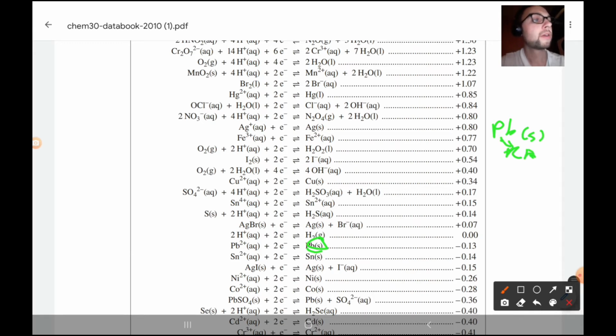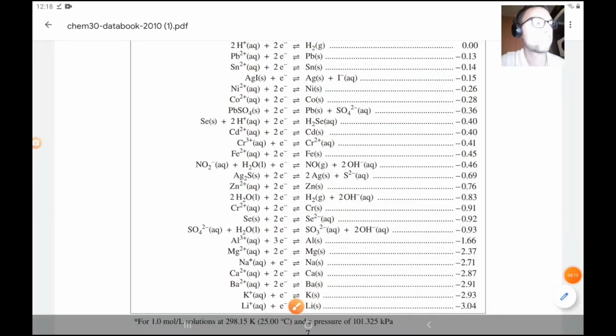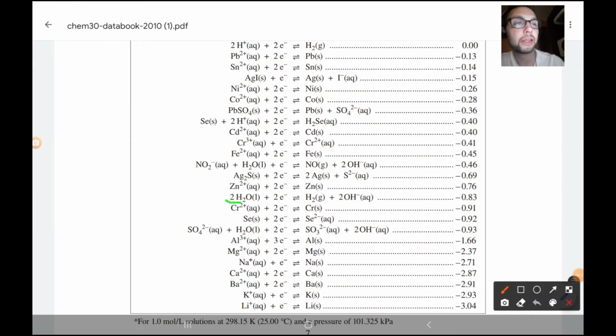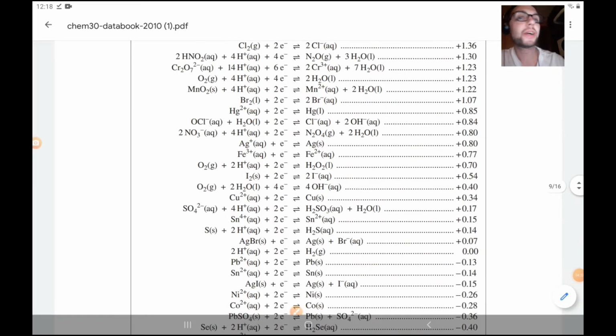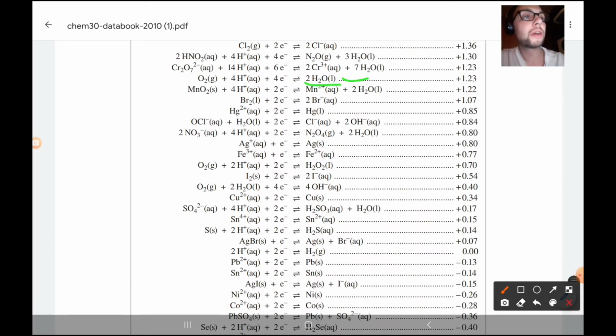So it's a reducing agent. When we look for water, we can see that water is on the left side, so that's an oxidizing agent. However, if we look on the other side, we could also find it by itself over here. And so it's also an RA. So water is an OA and an RA.